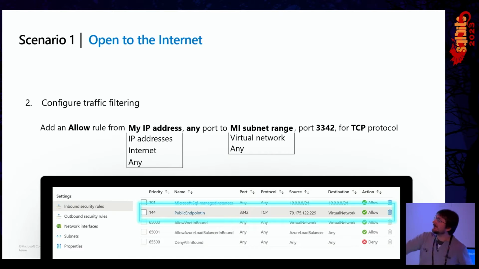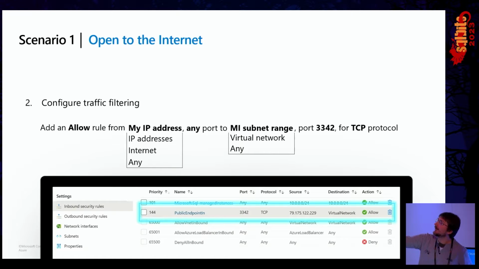And here I've written an example rule that says, if we add an allow rule from my IP address to any port, that's the inbound port or the port of the client connecting, to the range of MI subnet on port 3342 TCP protocol, that works. There are some options here that you can select.